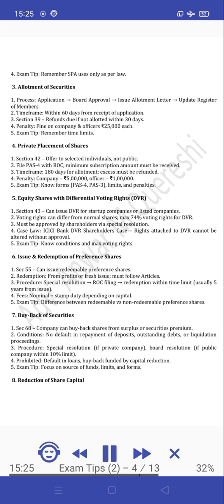7. Buyback of securities. 1. Sec 68: company can buy back shares from surplus or securities premium. 2. Conditions: no default in repayment of deposits, outstanding debts, or liquidation proceedings. 3. Procedure: special resolution if private company, board resolution if public company within 10% limit. 4. Prohibited: default in loans, buyback funded by capital reduction. 5. Exam tip: focus on source of funds, limits, and forms.